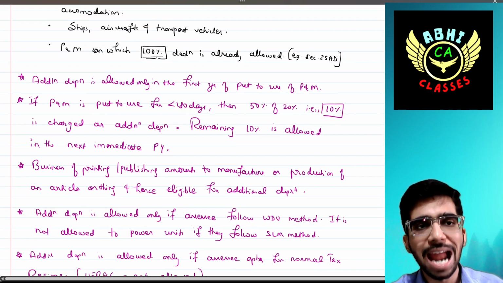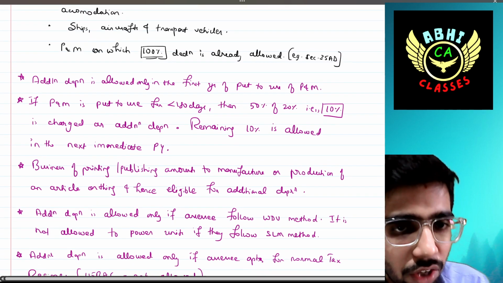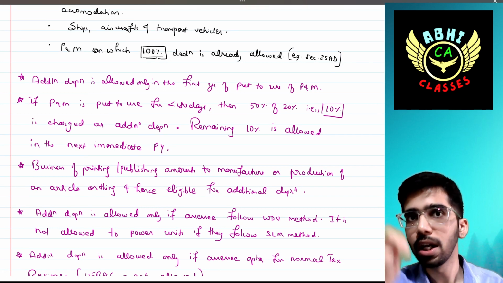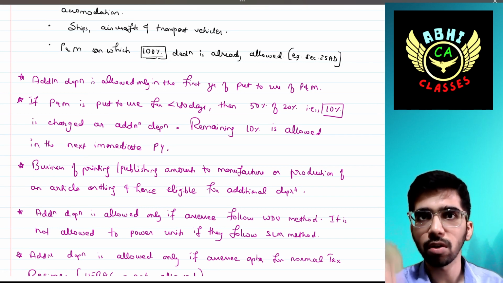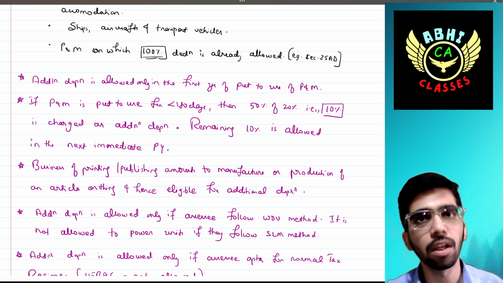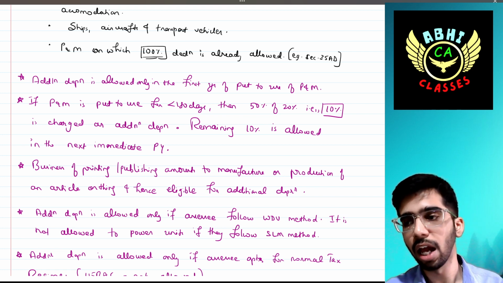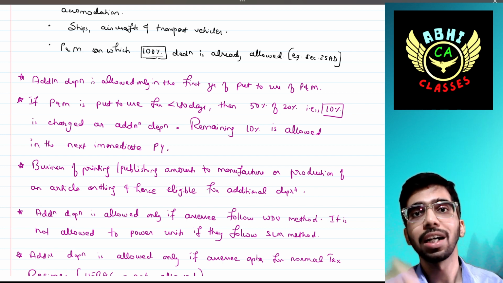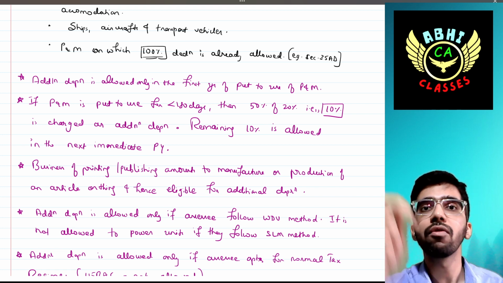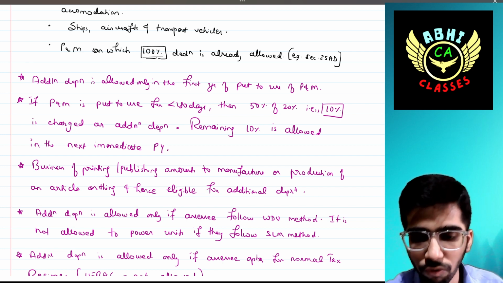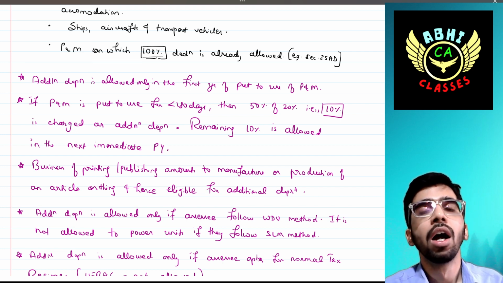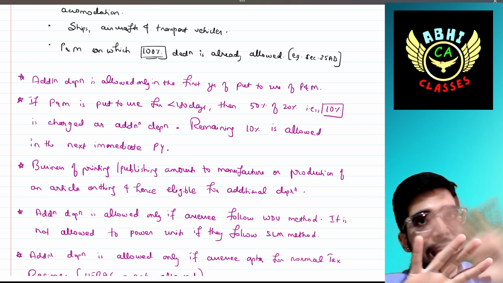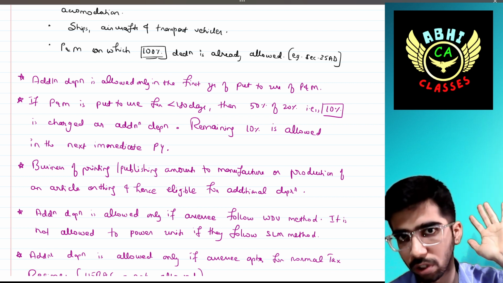There are some notes. Additional depreciation is allowed only in the first year of putting the plant and machinery to use. It is allowed only in the first year of purchase of that plant and machinery. For example, if I have purchased plant and machinery during 23-24, additional depreciation is availed only for the first year, that is 23-24. In the subsequent years, there is no concept of additional depreciation. There is only the concept of actual depreciation under section 32.